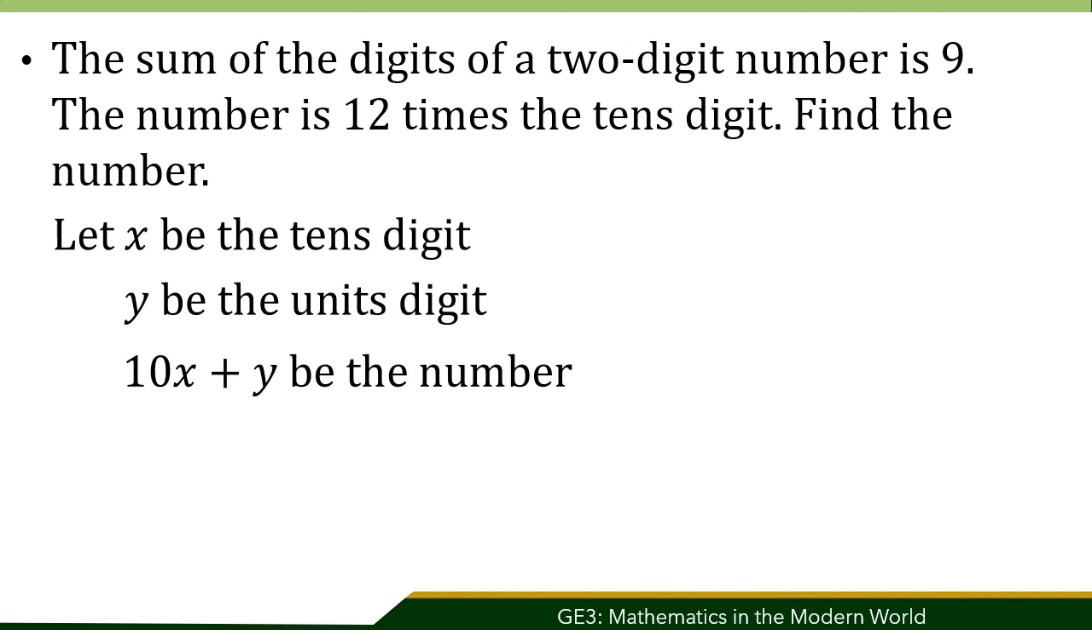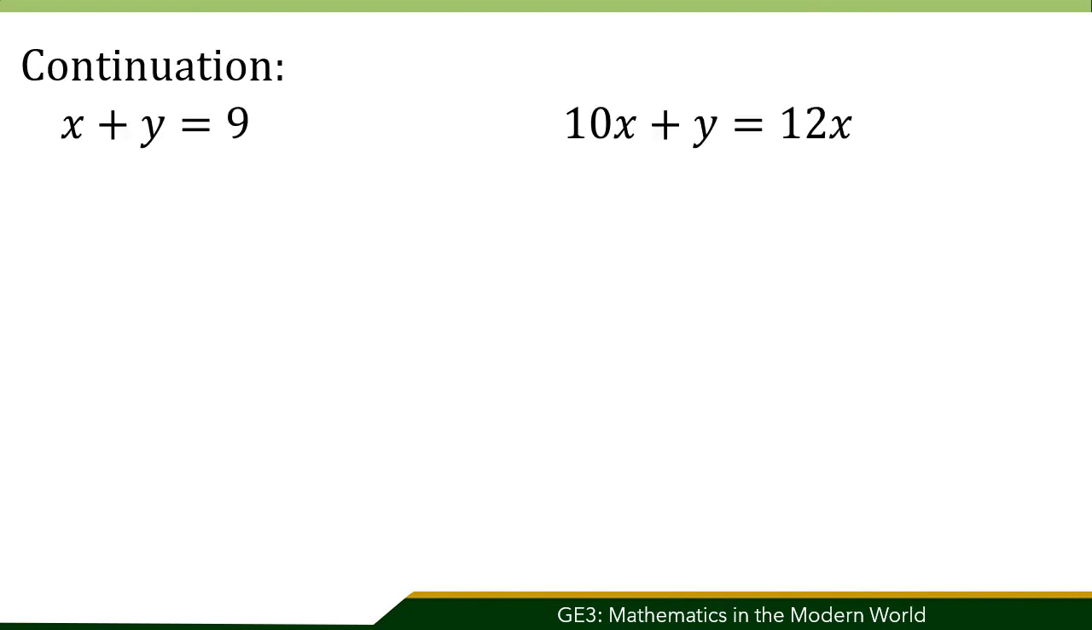So our equation, first, the sum of the digits of the two-digit number is 9, so x plus y equals 9. Then the second equation, the number is 12 times the tens digit. So what is the number? 10x plus y. The number equals 12 times the tens digit, 12x. So the second equation is 10x plus y equals 12x. So for the continuation, now we have two equations. So again, we can make use of elimination or comparison method, but in this case, it is easier to use substitution method.